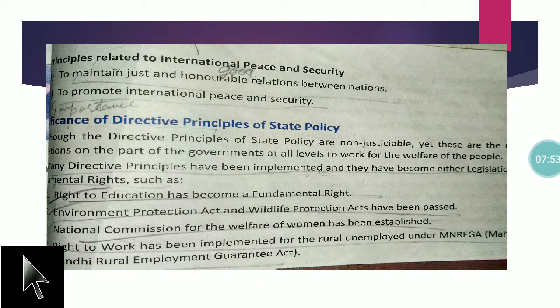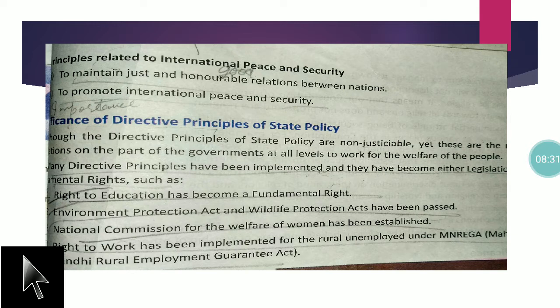Next, we have the significance of the directive principles of state policy, and why they are very important. First, the right to education has become a fundamental right, and it should be provided to each and everyone. The Environment Protection Act was introduced in 1986 and the Wildlife Protection Act in 1972, both passed for the betterment of society, human beings as well as wildlife.